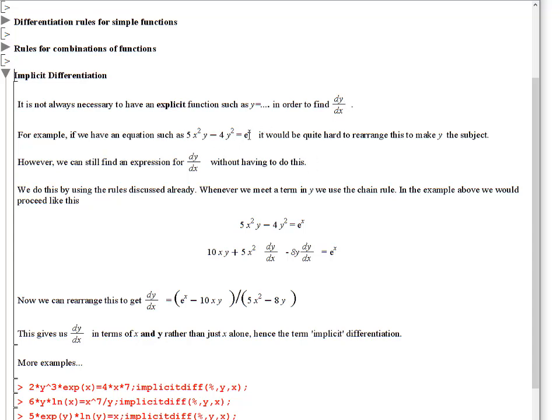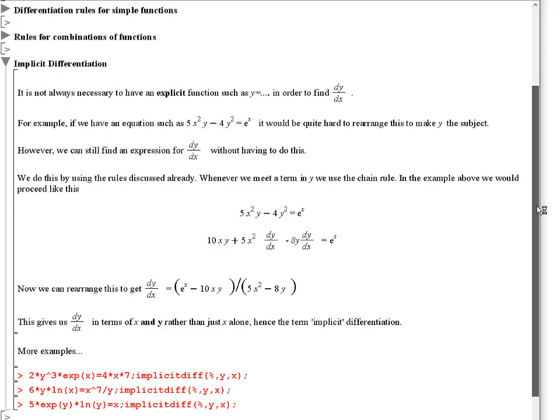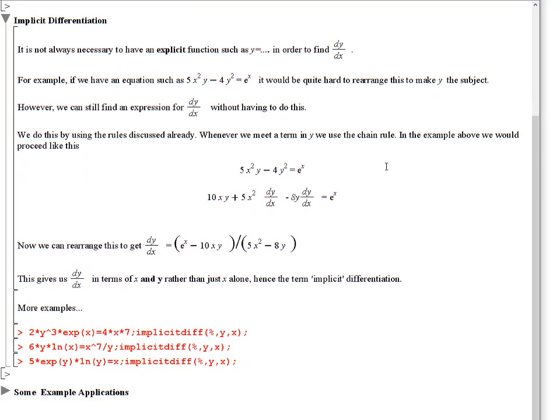If you start with an equation like this and you want to find dy by dx, it would be quite hard to rearrange this and make y the subject. You could do it, but it would be very messy, and then you would have to differentiate something very difficult. But you can still find an expression for dy by dx without having to do it. So what you do is you use all the rules that we've had already, plus whenever you meet a term in y, when you differentiate something in y, you use the chain rule.